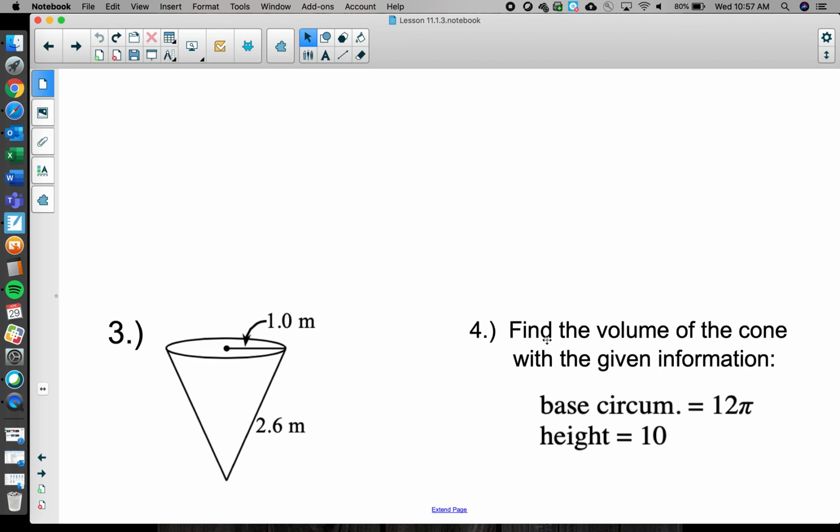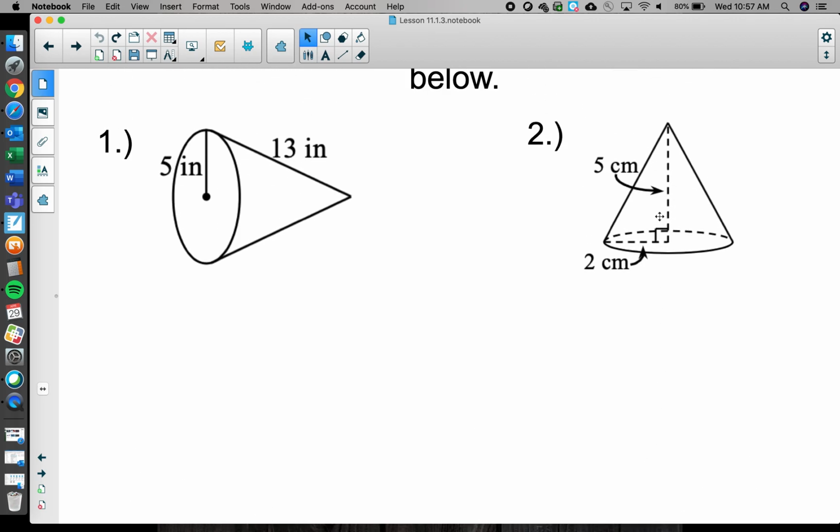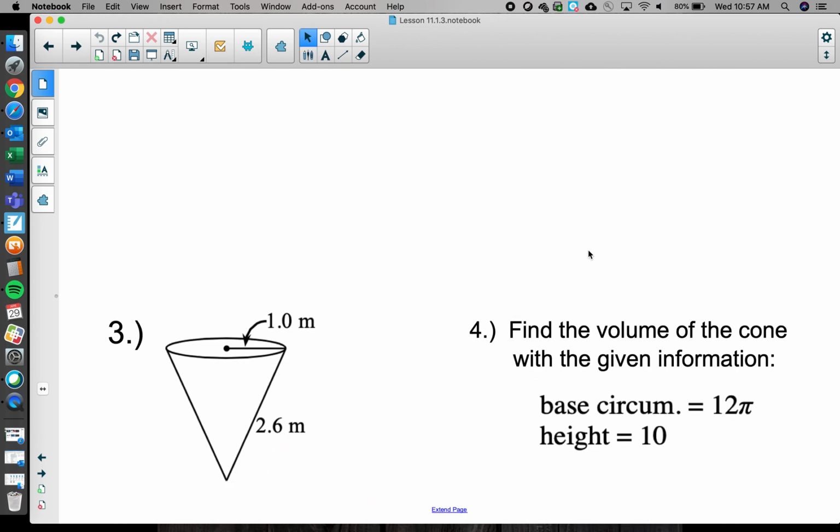And finally, number 4, you are given the base circumference. Remember, circumference is 2 times pi times the radius. So you're going to need to use the circumference to find the radius. And then you'll have the height as well. So it turns out that it'll end up kind of being a picture like this, where you use the circumference to get the radius, you've got the height, and then again you'll have to go through and find the volume of it in that case. But you're going to use your circumference to find the radius.